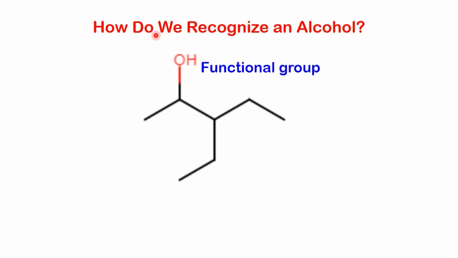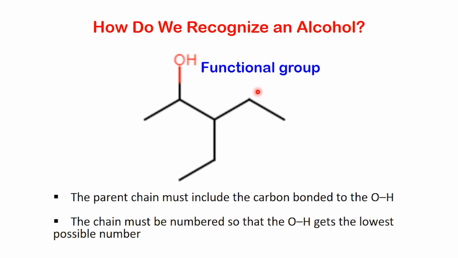Before naming a molecule, we must first identify it. An alcohol is an organic compound that contains a hydroxyl group, written OH, attached to a carbon atom. So, when you look at a structure, ask yourself, is there an OH group bonded to a carbon? If the answer is yes, the molecule is an alcohol. This hydroxyl group is a functional group. It determines how the molecule is named. Because it defines the compound, it has priority in naming.